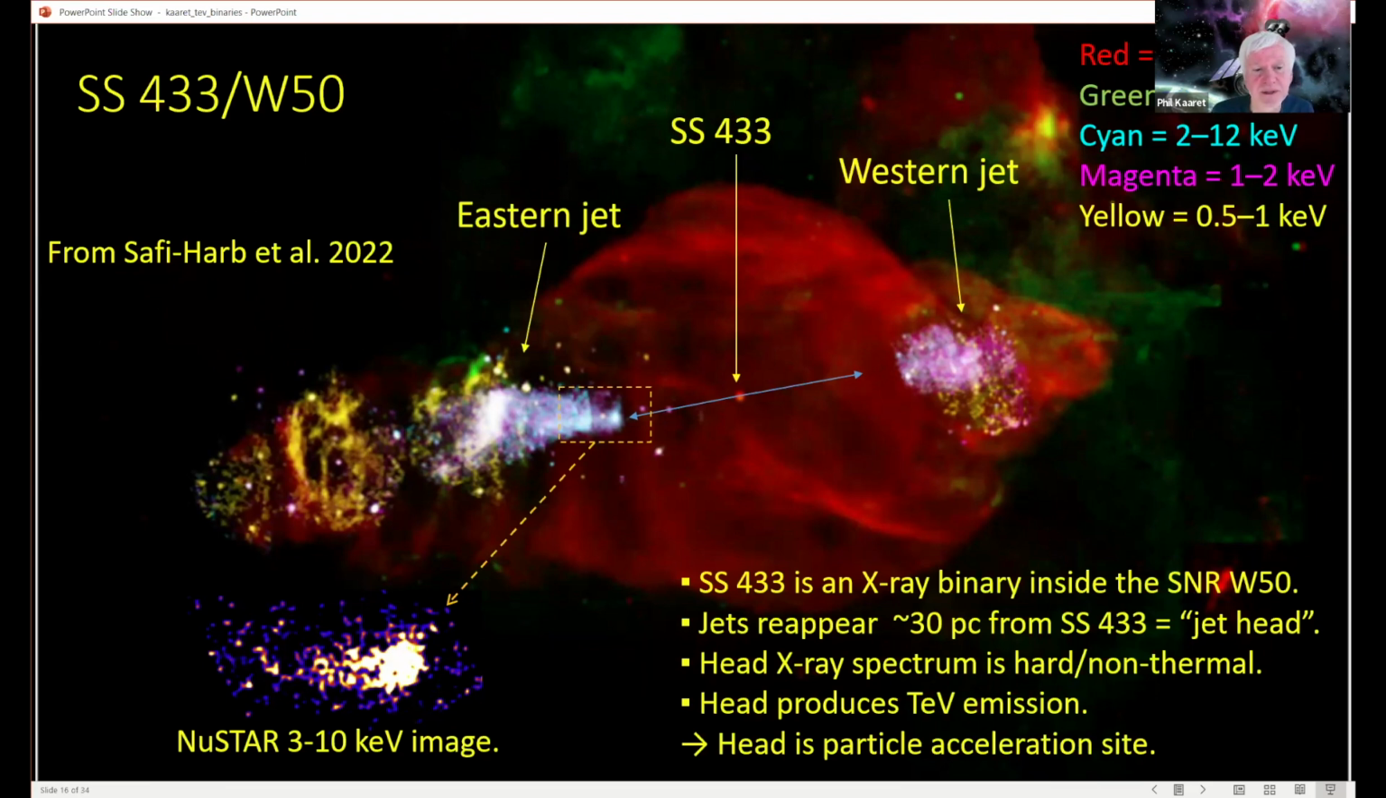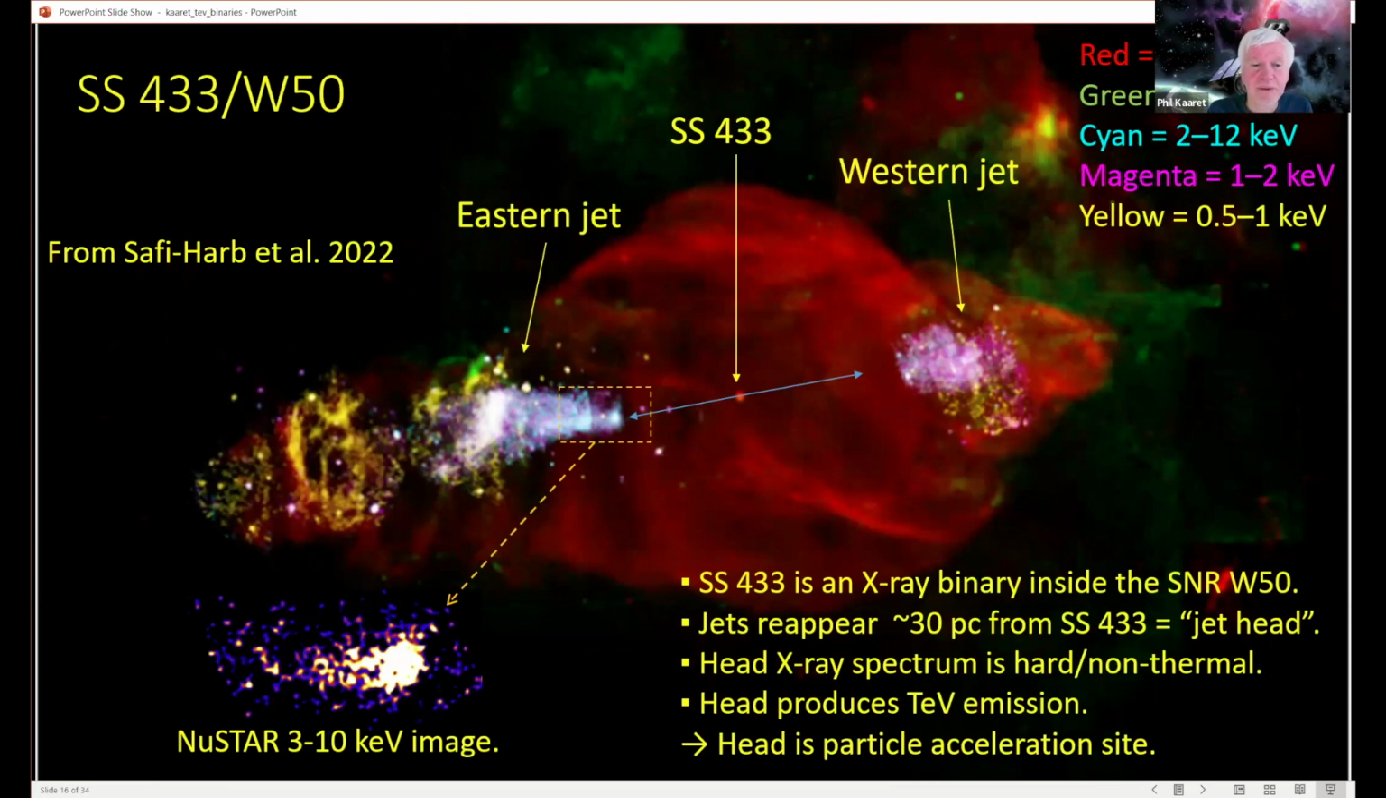And she took a new NuSTAR image in the 3 to 10 keV band that shows the hard X-ray emission is really concentrated right towards the leading edge of where that eastern lobe reappears. Okay, and the hard X-ray spectrum is hard and non-thermal. The head also produces TeV emission, as we know from LHAASO, HESS, and HAWC. And the head really is the particle acceleration site.